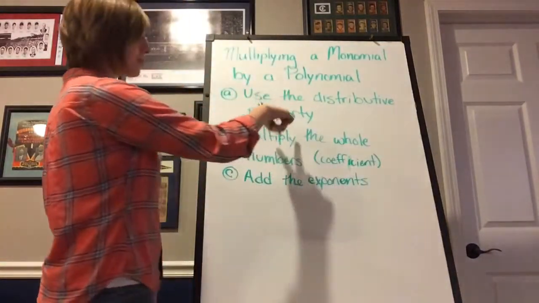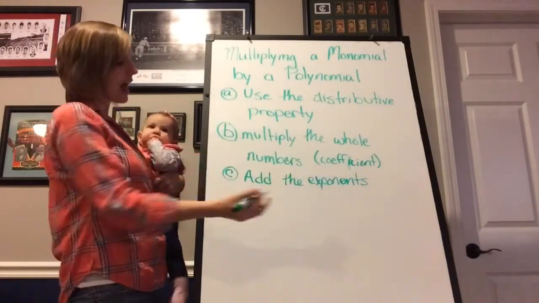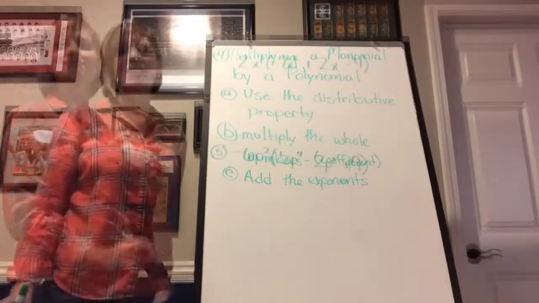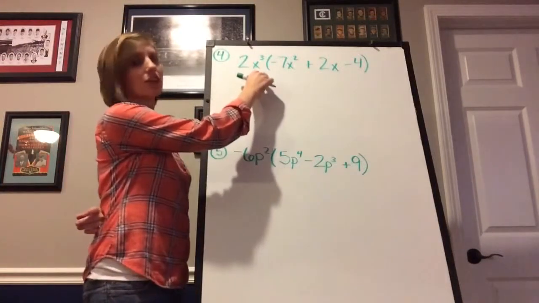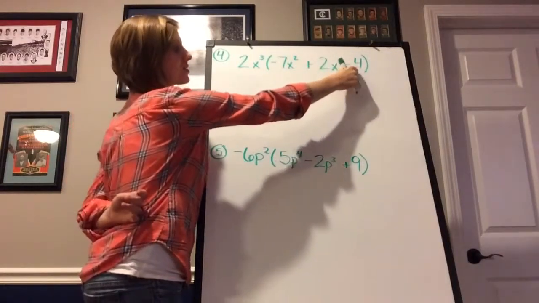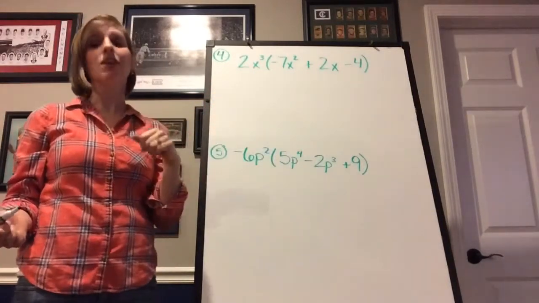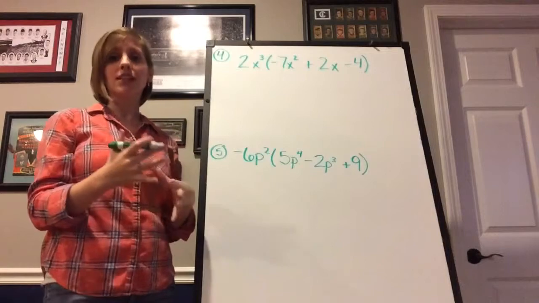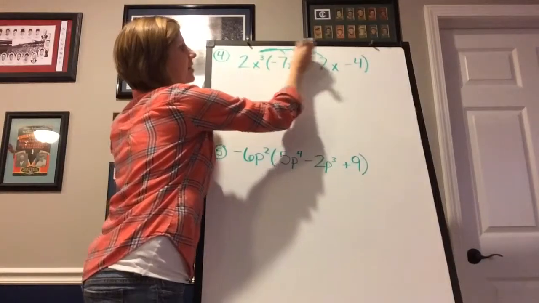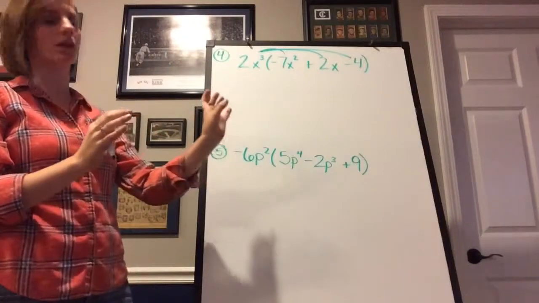So we're going to use the distributive property, multiply those whole numbers, which are the coefficients right out in front of the variable, and then we will add the exponents. Let's take a look at the first example. For problem number 4, we have 2x to the third, and we're multiplying that by negative 7x squared plus 2x minus 4. We know it's multiplication because the 2x to the third is right next to the parentheses. Our first step is using the distributive property, which means we are going to multiply each term by the 2x to the third. We're going to distribute that 2x to the third to each one of these.